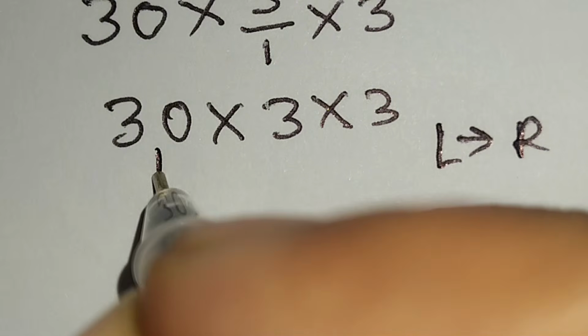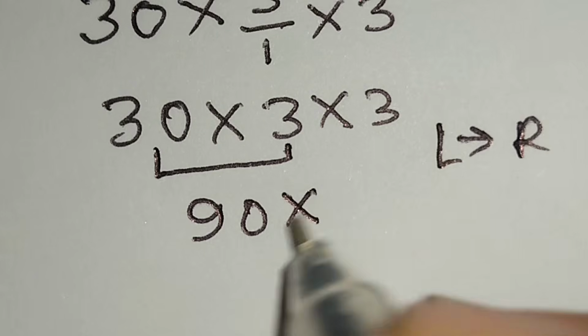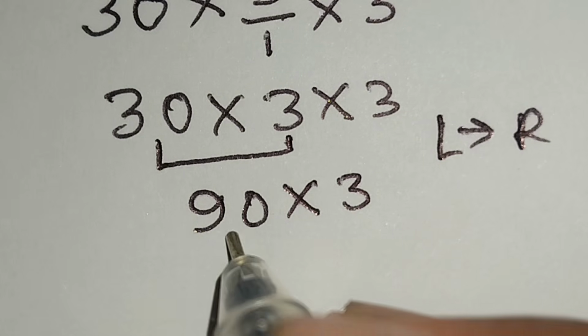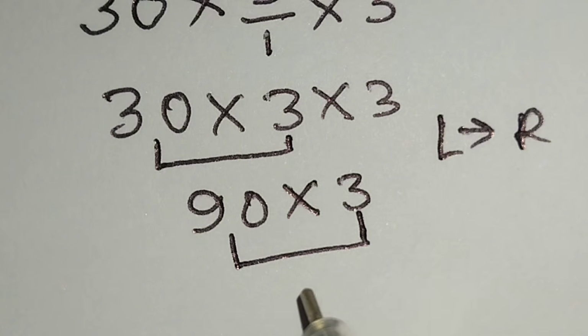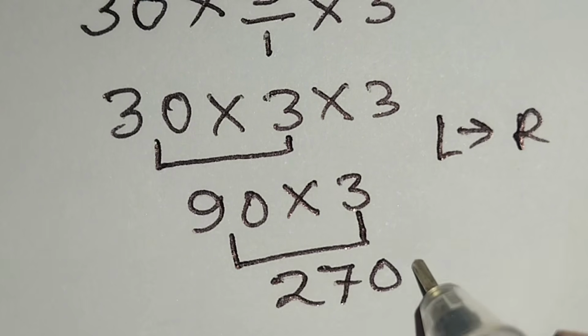Here this 30 multiply 3 gives us 90. Multiply this 3. 90 multiply 3 gives us 270, and this is the correct answer.